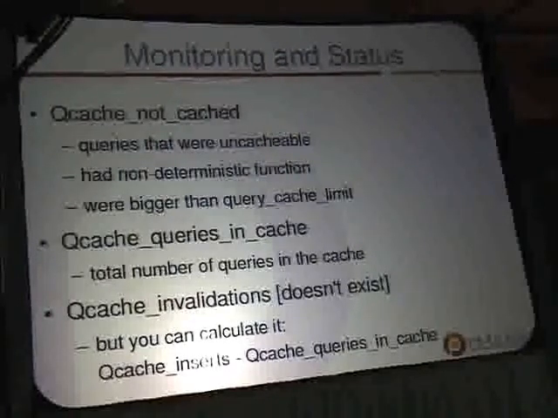Quick question. For Qcache_not_cached, will updates and deletes increment that, or does it figure out that it's a select that wasn't cached? Good question. So the question is, for Qcache_not_cached, what increments that? Updates, deletes, those kinds of things. No, updates and deletes don't. It's only select statements that were uncacheable.